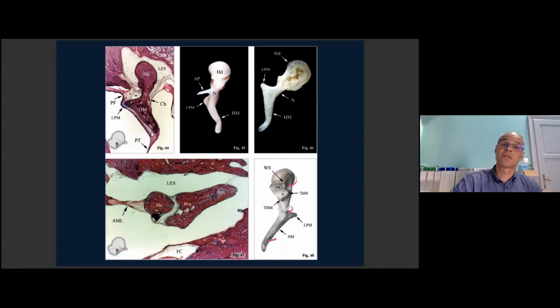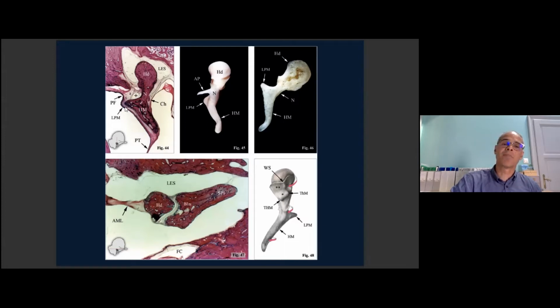This is the histological slide from the same bone. You can find the close connection to the chorda tympani. This is the Prussak space. In many cases, this is not a hole. You can find here mesenchyme or different mucous folds.